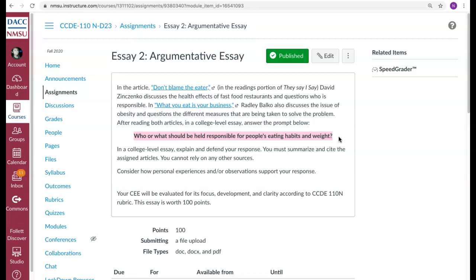So, like I mentioned, as is obvious in the title, this has to do with eating. So the question is, who or what should be held responsible for people's eating habits and weight? Now, in a college-level essay, you're supposed to explain and defend your response. And you also have to summarize and cite the assigned articles. So basically that means you have to summarize the articles first, and then go ahead and use them as support for your essay. Then you also have to include personal experiences and/or observations as support for your argument as well.